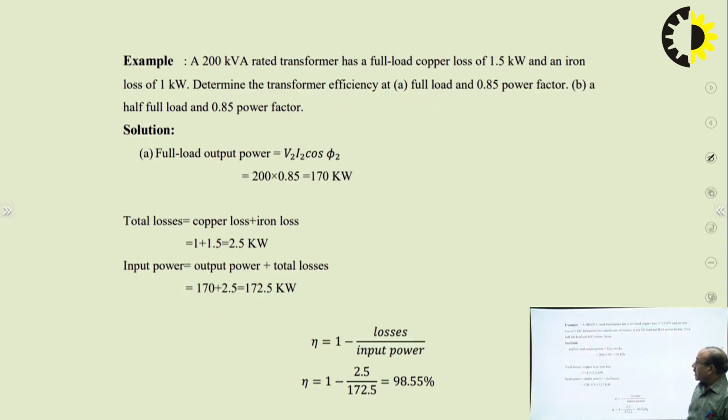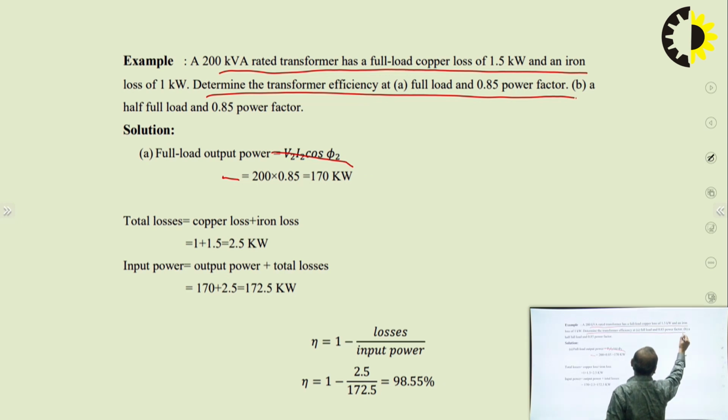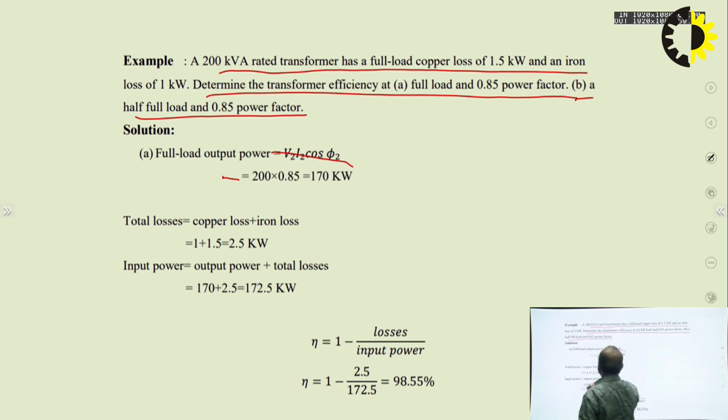Now, some numerical examples related to it. A 200 kVA rated transformer has full load copper loss of 1.5 kilowatt and iron loss of 1 kilowatt. So, we are to find the efficiency of transformer at full load and 0.85 power factor, and at half of full load and 0.85 power factor.